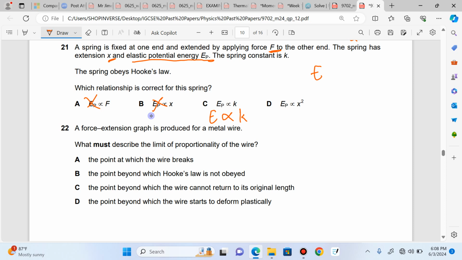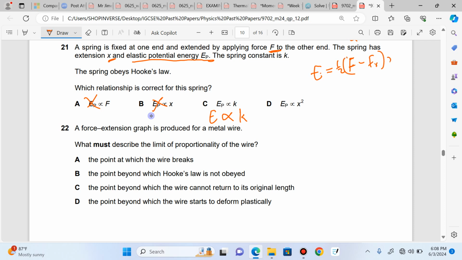So if you want to use what we have, which is the force and the extension, we say the work done, or energy dissipated in stretching the spring, is proportional to K. Yes, the energy dissipated in stretching the spring is proportional to K. The energy is equal to the difference between force applied minus friction.